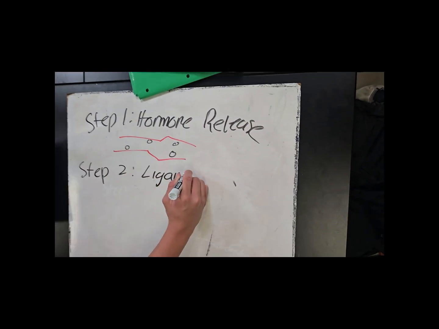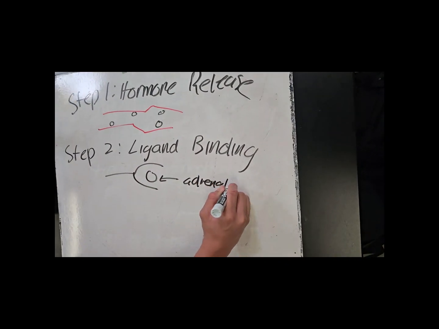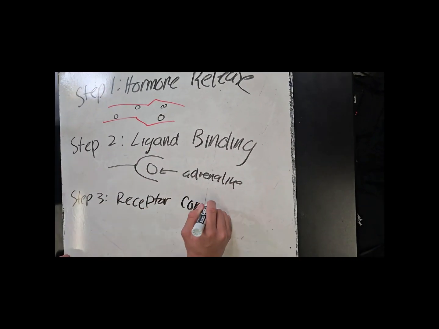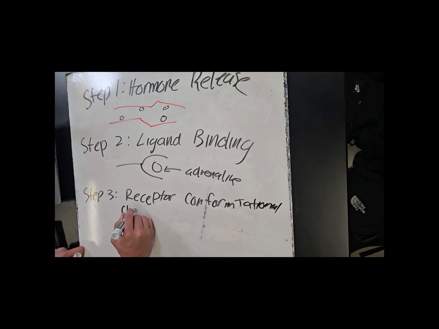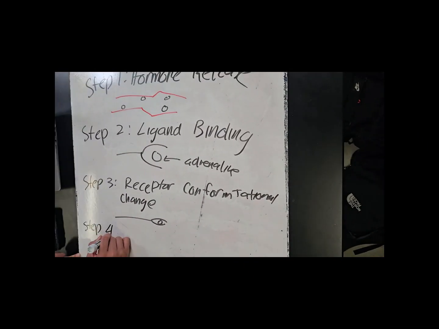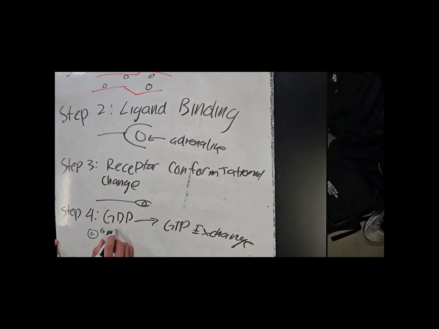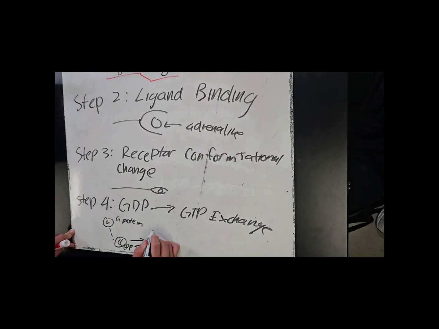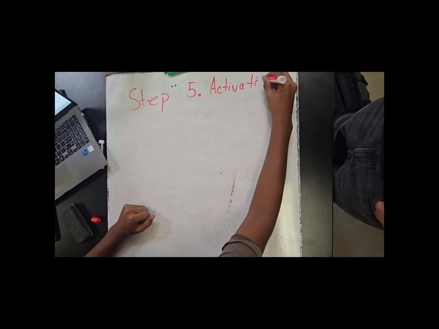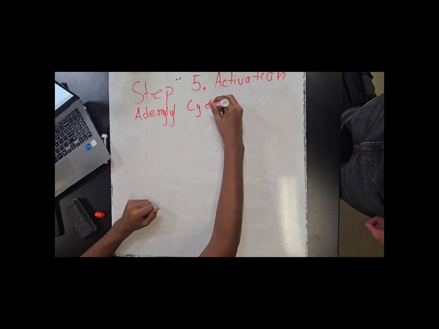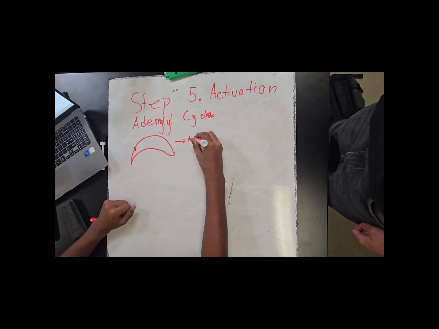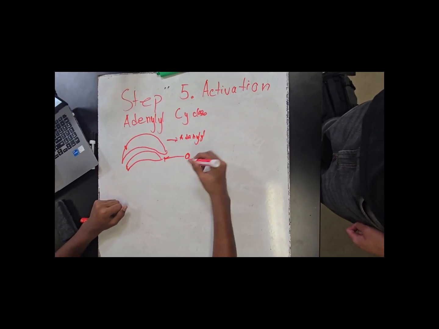Step 1. Hormone release. Adrenaline is released into the bloodstream during stress. Step 2. Ligand binding. Adrenaline binds to the beta-adrenergic receptor on the cell membrane. Step 3. Receptor conformational change. The receptor changes shape and activates the Gs protein. Step 4. GDP to GTP exchange. The alpha subunit releases GDP. GTP binds to the alpha subunit, and the alpha subunit separates from the beta and gamma subunits.